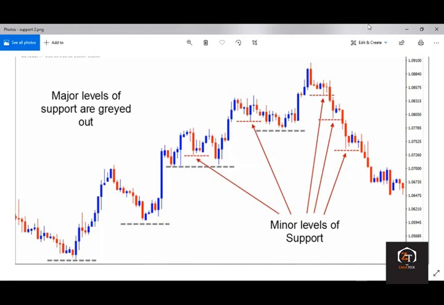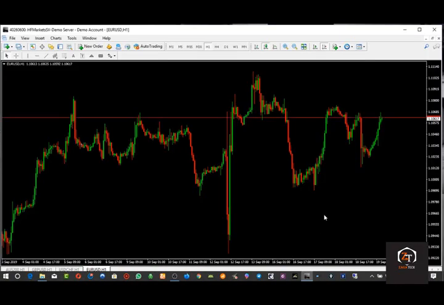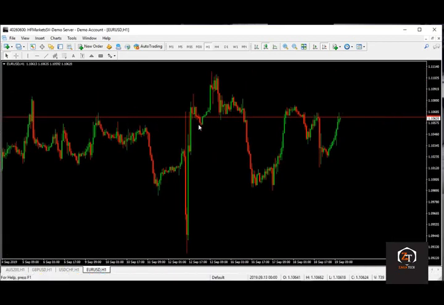Now we have to take a look at this on an actual chart. Since I've explained this with a picture, let's switch into a chart. Let me close this off. Now, this is a naked chart, guys. This is a naked chart.